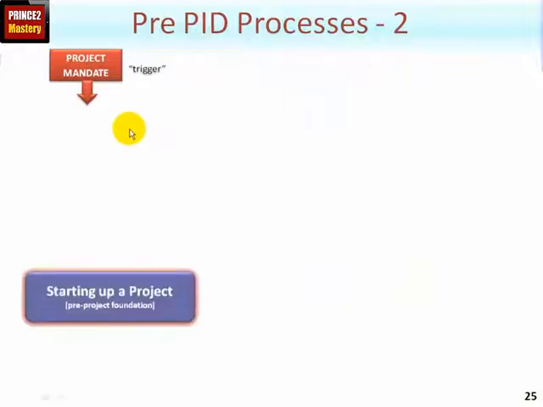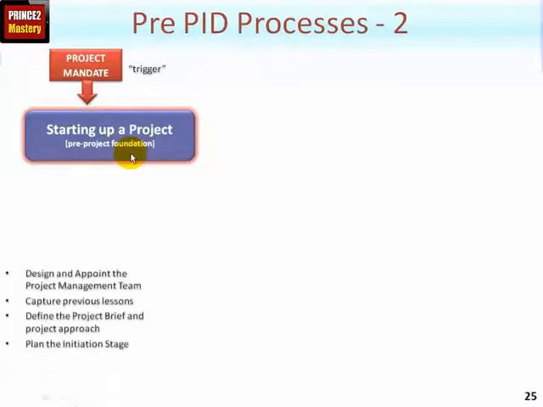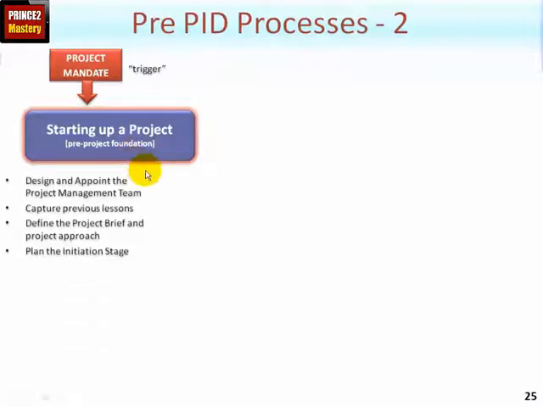Here again is the mandate as a trigger. Here's the process starting up a project. It's there to create those important management products, providing a solid pre-project foundation. And here are the activities that occur within the starting up a project process. The project management team, consisting of the project board, the project manager, and optional roles such as project support and team managers, are first of all designed and appointed. A lessons log is created, and any previous lessons are sought out and added to the log.